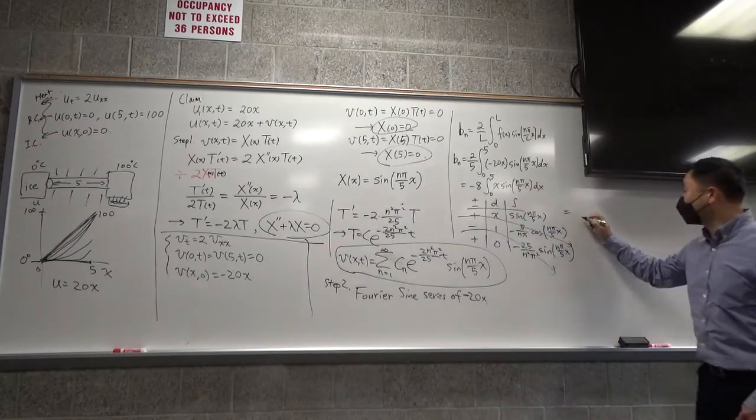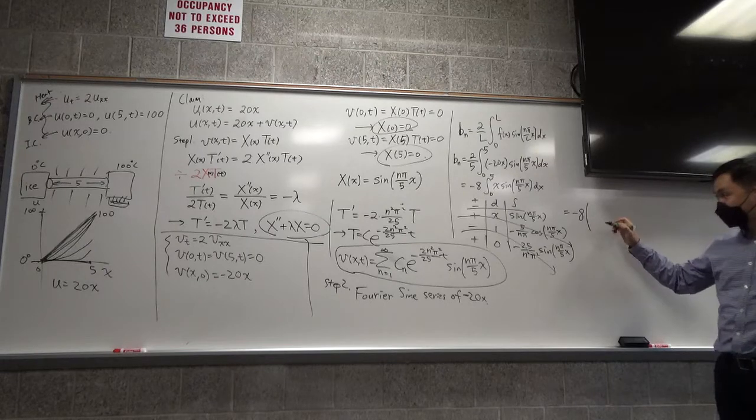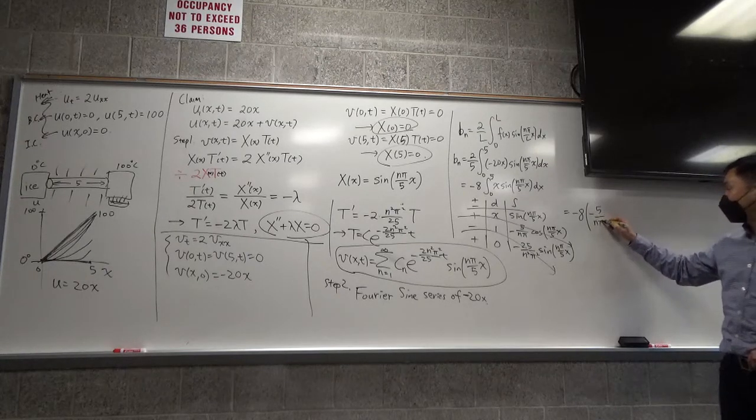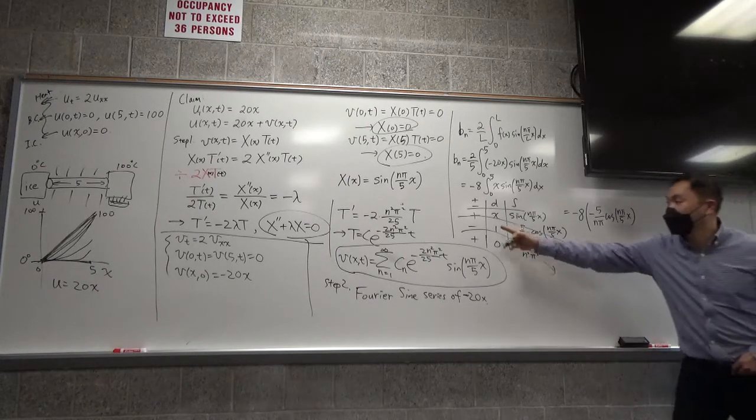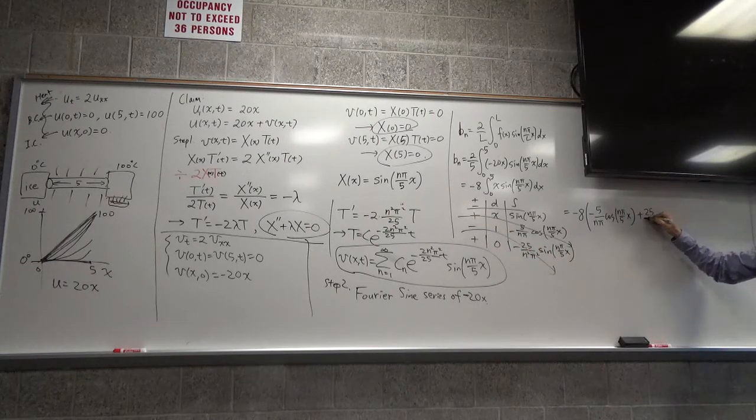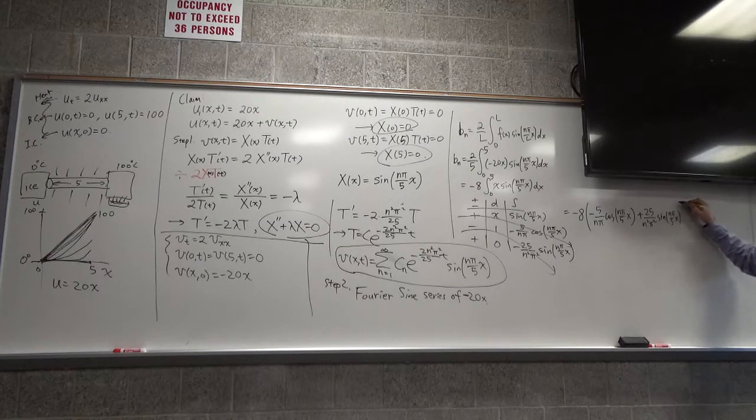So we know that the integral is negative 8 times negative 5 over n pi cosine n pi over 5 x. And then negative times negative is positive, so it's plus 25 over n squared pi squared sine n pi over 5 x. Then you have to plug in 5 and 0. You can check that in both cases the sine term gives nothing. When 5 goes in, sine of n pi over 5 times 5, they cancel, so you get sine n pi, which is 0. And when you plug in 0, sine 0 is 0. So that doesn't produce anything.